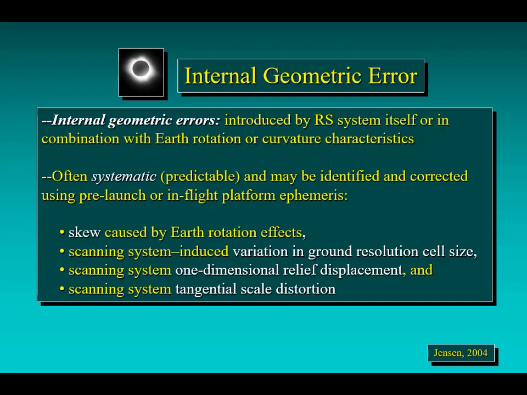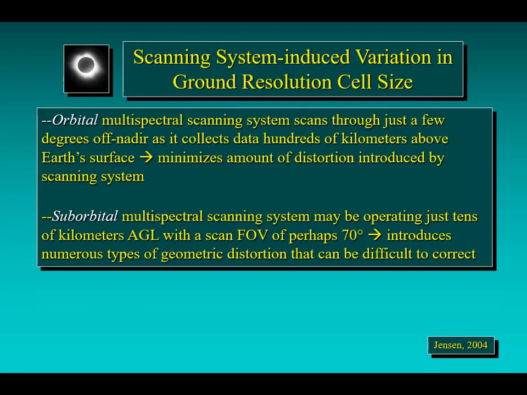I won't be discussing all of these various types of errors in detail, but again, we have a brief list here, and I'll say a little bit more about that in the next slide. One of the multispectral whisk broom scanning system induced errors that I'll just briefly mention here is the variation in ground resolution cell size. And what that's referring to is the fact that if we have a whisk broom scanner, we can have variation in the pixel size for pixels and the associated data that are collected at nadir versus from an off-nadir viewing perspective.